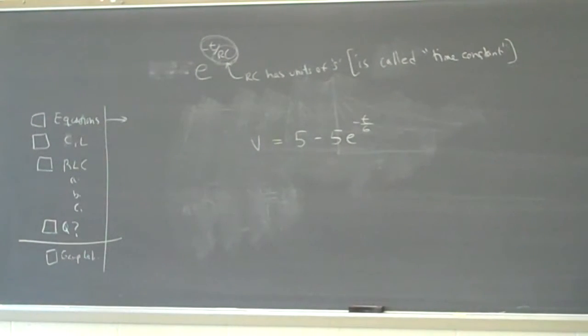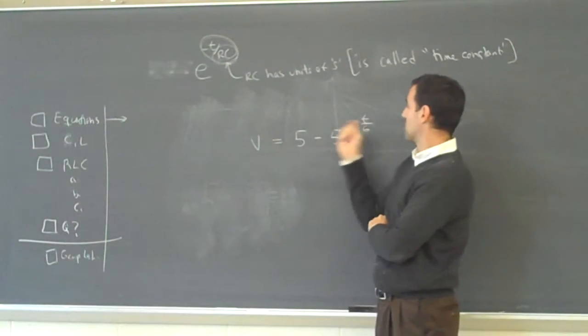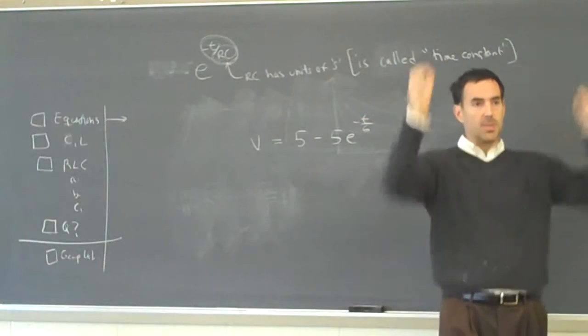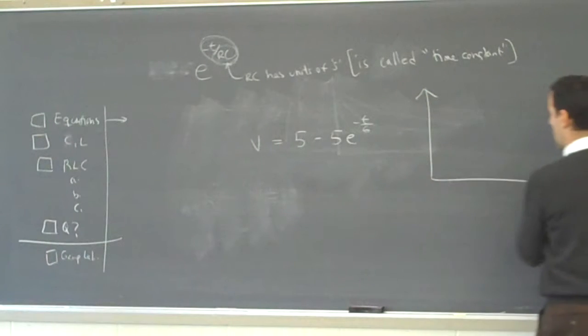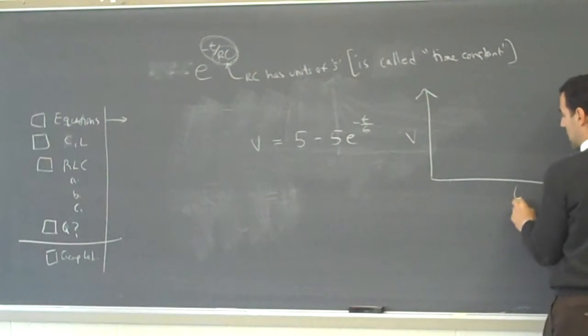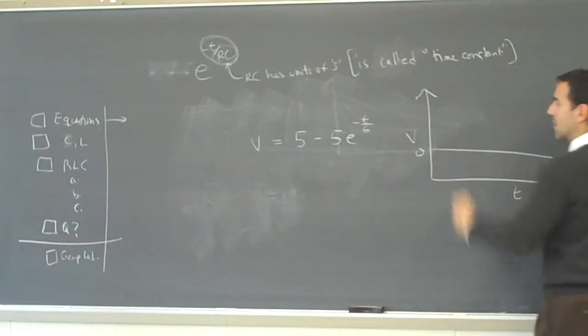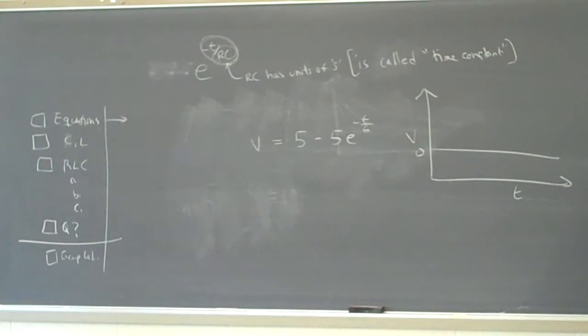May have even done an example that produced that exact equation. What is that graph going to look like if I graphed voltage as a function of time? So if my analysis spits out some equation, how do I interpret that? What does that look like if I graph voltage as a function of time?